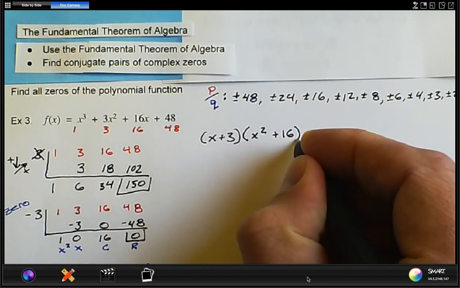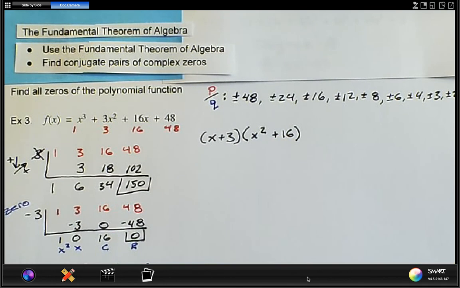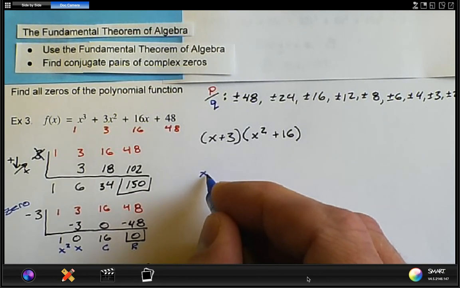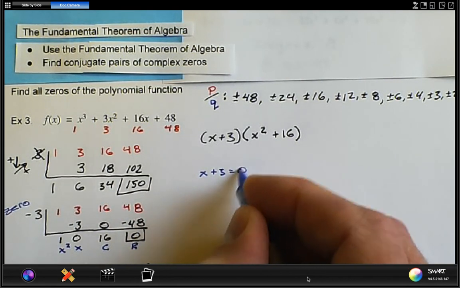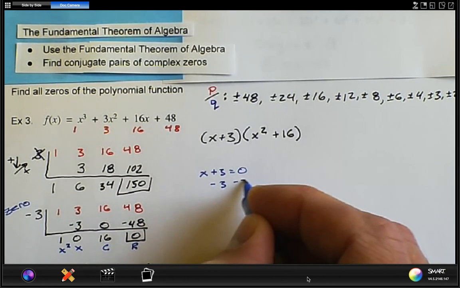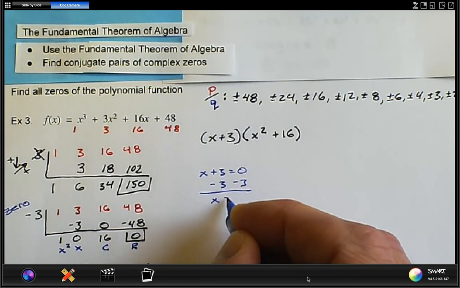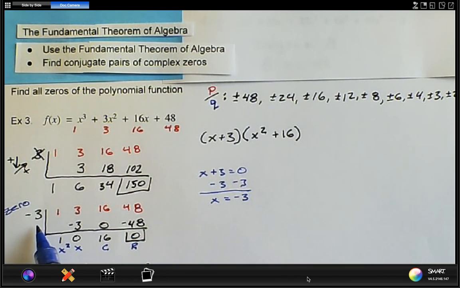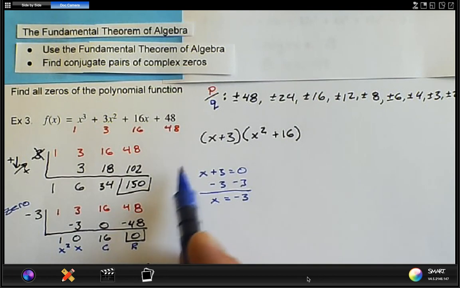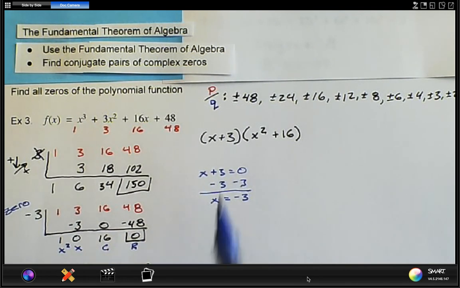All right, now we can use the zero product property that we've used many times. Just to check this first one here, x plus 3 equals 0. How do you solve that? We subtract 3, and we get x is equal to negative 3. We already knew that was a 0, but that's just how we check that.